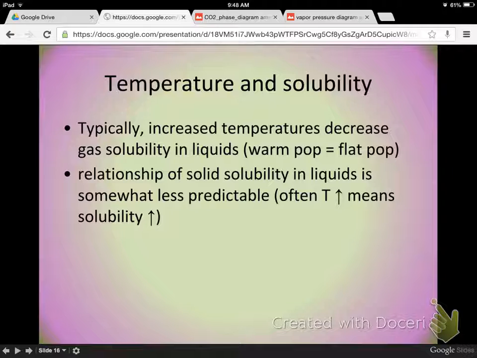Solids and liquids, more or less predictable, but a little bit less so. Generally, the pattern that you saw on your solubility tables holds, and the warmer the solvent, the more solute you can dissolve in it. There are a few very minor exceptions, but they're so minor that they don't even really bear talking about. In general, increased temperature means that you can dissolve more stuff.